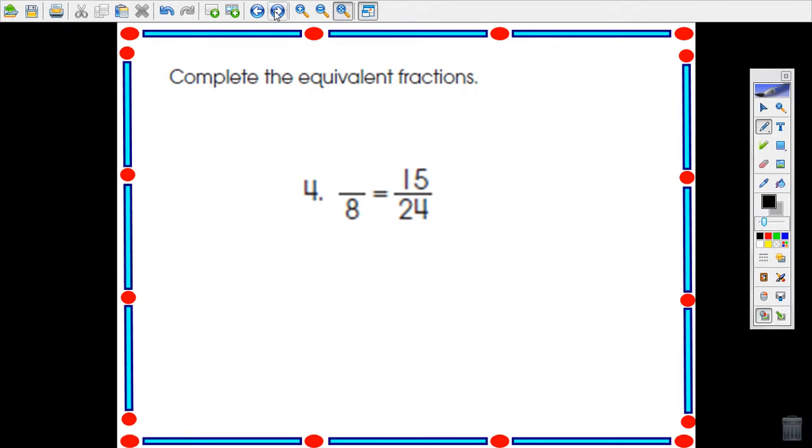And blank over 8 is equal to 15/24. 8 times what equals 24, guys? 8 times 3. So 3 times what equals 15? 5/8 is equal to 15/24.